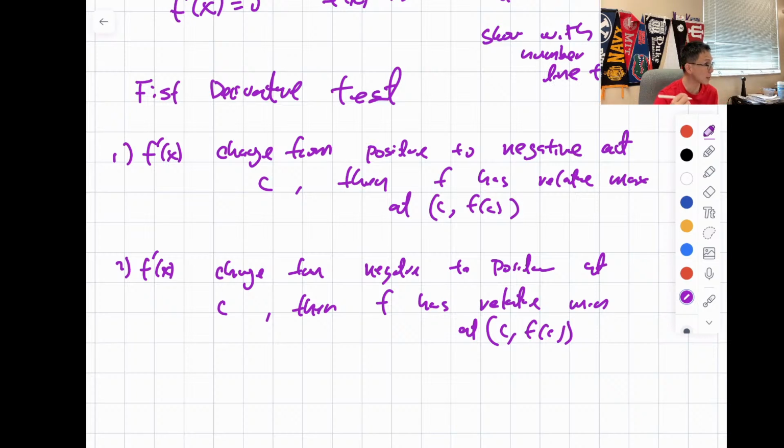But the AP exam doesn't take your number line test. Remember, if you draw a number line test, the AP exam doesn't count that. The AP exam is going to say you have to write down that f prime is changing from positive to negative in order to have a relative max, and from negative to positive in order to have a relative min. You cannot just do a number line test, but you use a number line test to guide you and tell you where the f prime max is. Yeah, so that's the first derivative test.